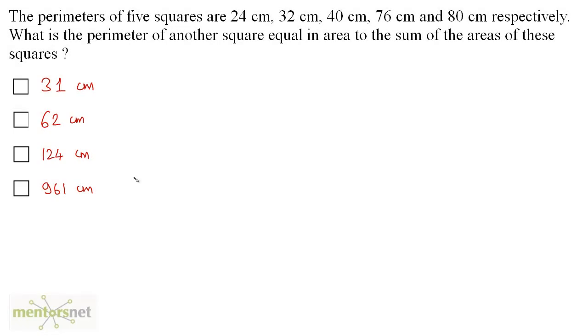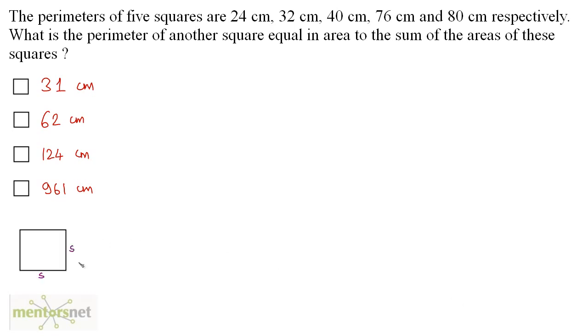The perimeters of 5 squares are 24 cm, 32 cm, 40 cm, 76 cm and 80 cm respectively. What is the perimeter of another square equal in area to the sum of the areas of these 5 squares?